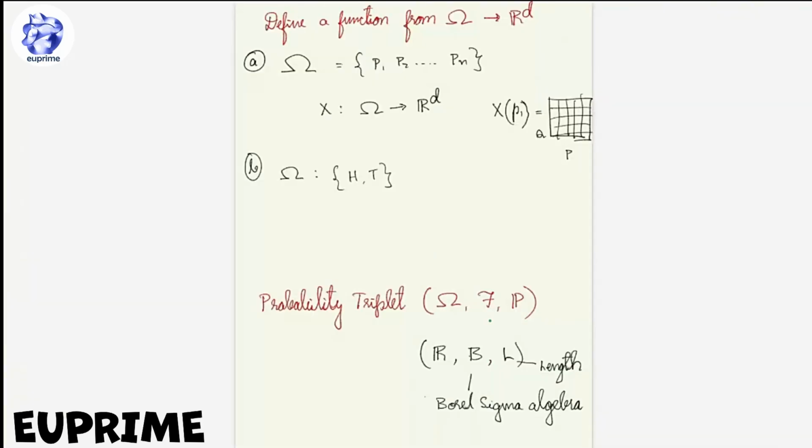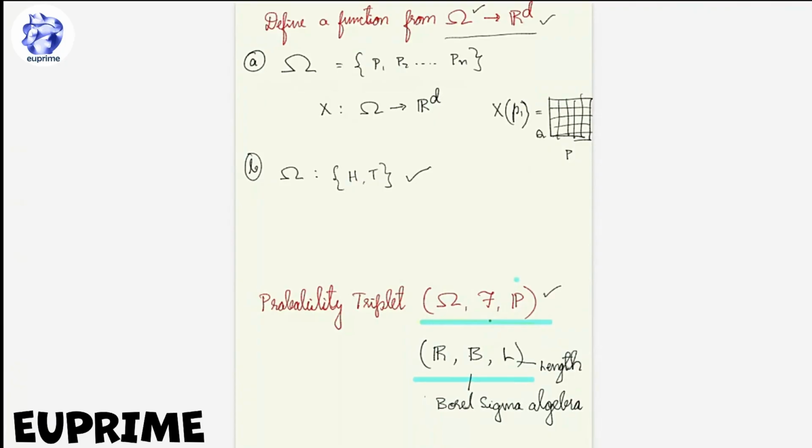Then you define a function from Omega to R^d. This is a very interesting function. We can probably guess what this is. This is a random variable. It is a deterministic function which maps all elements of sample space to a d-dimensional real space. This is one example, and this is another example. And this is telling you that the probability triplet is a special case of Lebesgue measure, right?